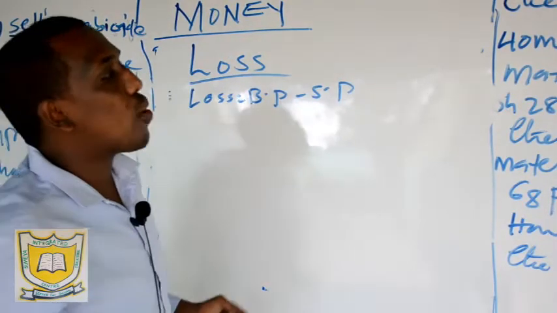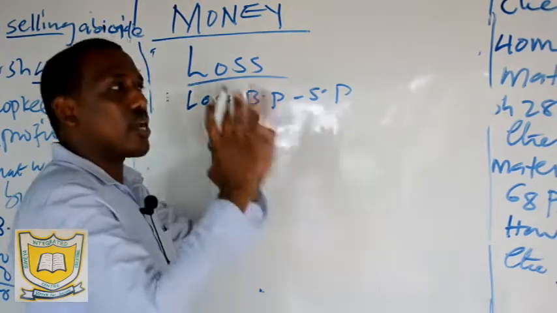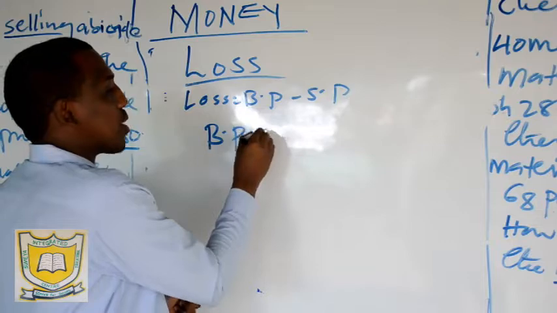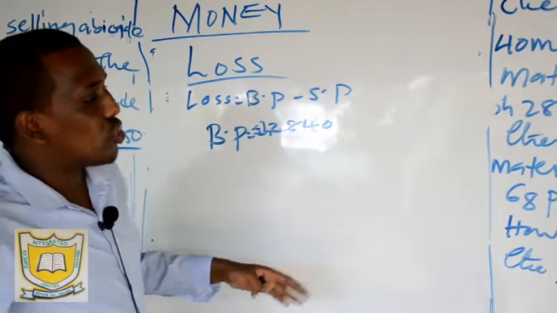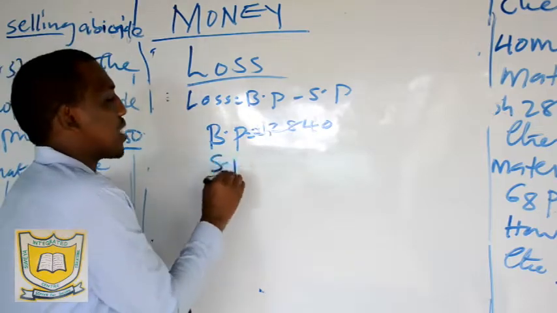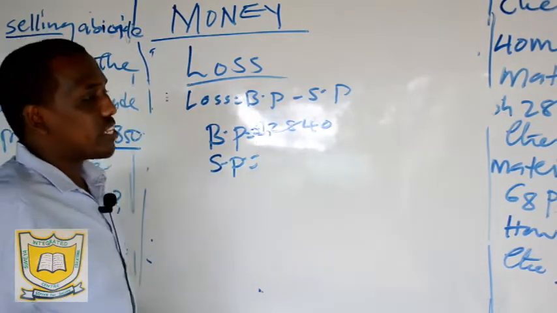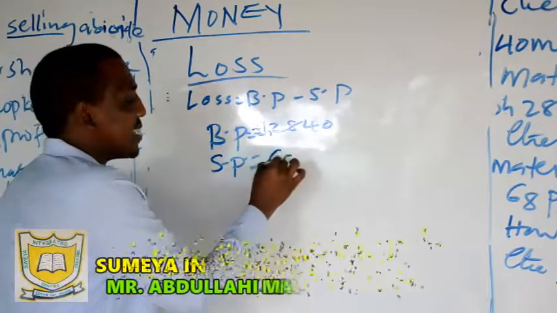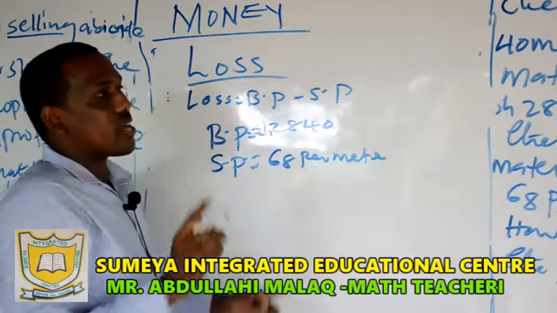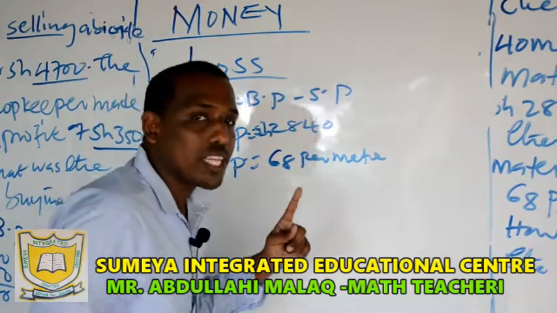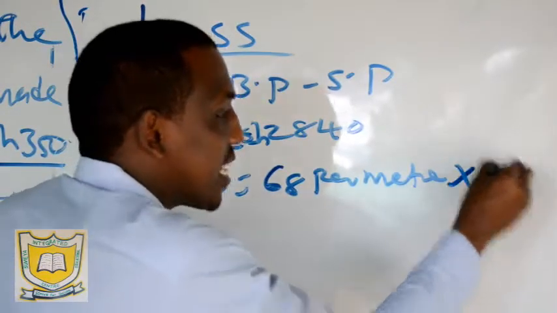You are told she bought, which means buying price. Bought is the past tense of buy. Whenever you hear bought, that's the buying price. So the buying price is 28.40. Then you are told she then sold. Sold means selling price. When you hear sell or sold, you write it like that. She sold the materials at shillings 68 per meter. Per meter means every meter, and she bought 40 meters. So shillings 68 per meter means each meter times 40.